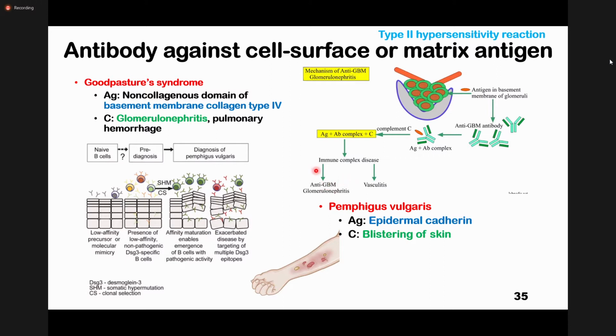And there is another example in the skin, pemphigus vulgaris. It attacks your skin, okay, causing this kind of blisters and peeling of your skin. The antigens that cause it are not really clearly known, but it acts on the epidermal, skin-related proteins, it tries to bind with them, causing destruction of the skin, okay.